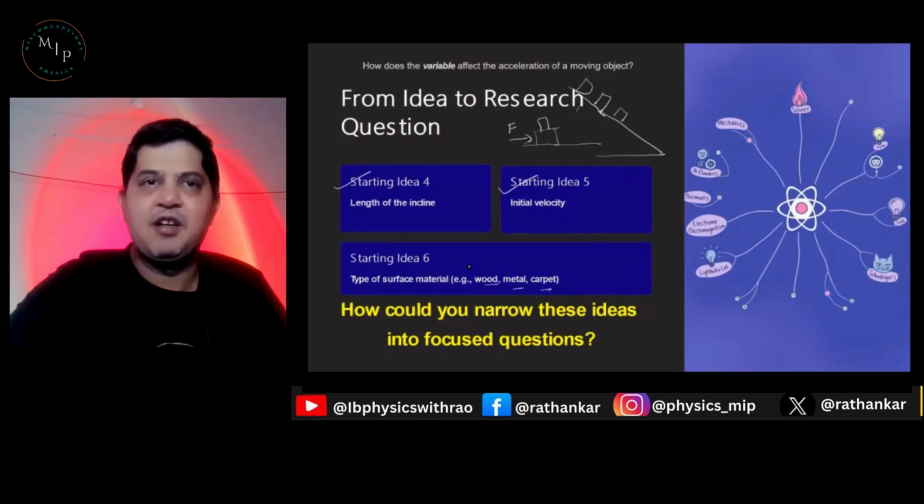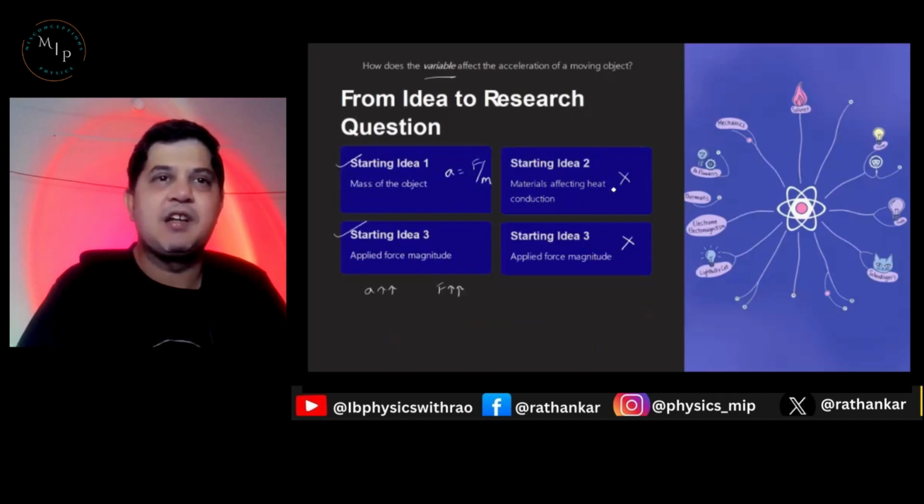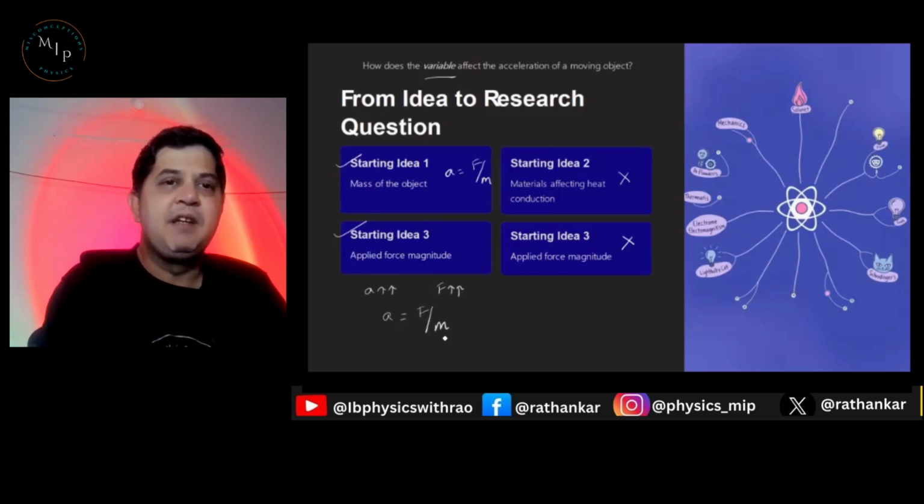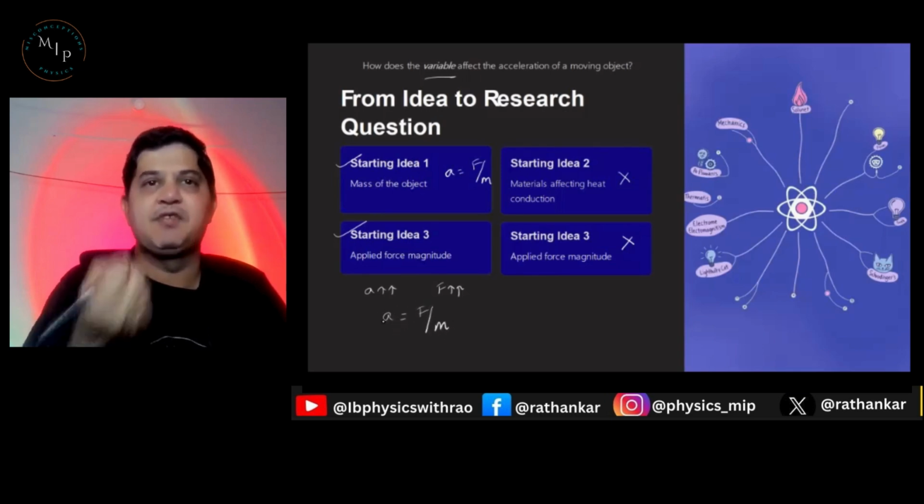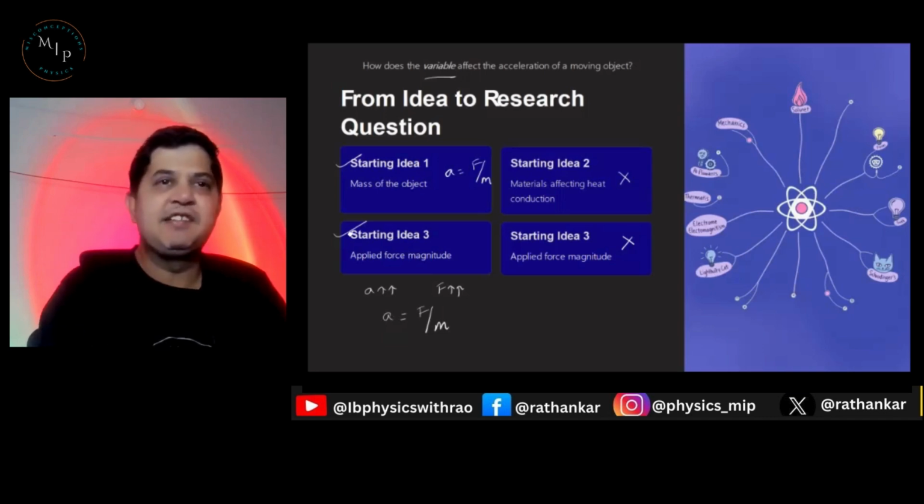Let me go back. Not even 6. These 2 are completely ignored because it's the same one here, and this cannot be considered. Mass of the object can be considered. Acceleration depends on it. Then this will also be considered because a is equal to F by m. For a given value of m, when the value of F increases, the value of a will also increase. So this is also considered.